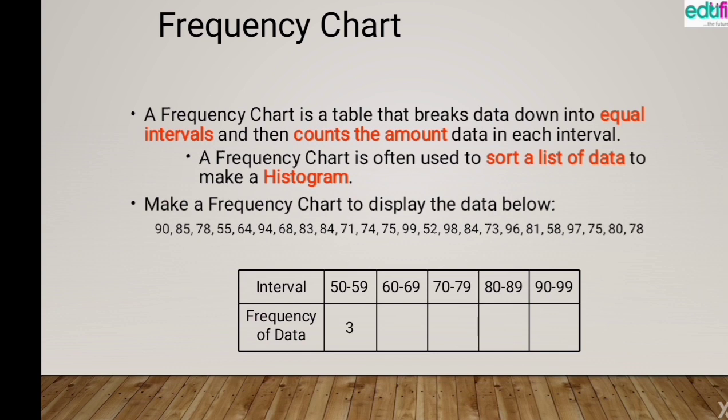The value found from 60 to 69 is also 2. The value found from 70 to 79 is 7. The value found from 80 to 89 is 6. And the value found from 90 to 99 is 6 too.